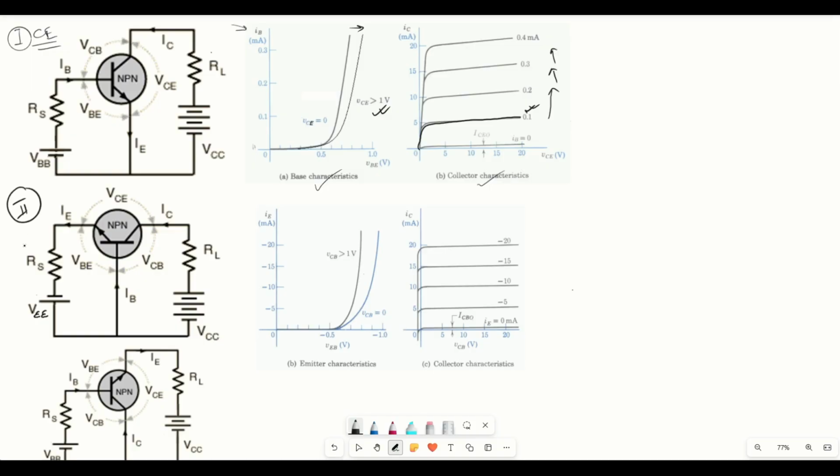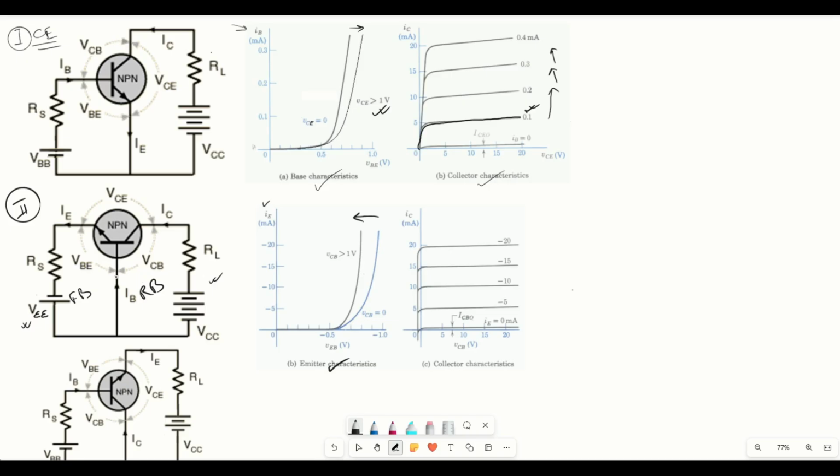Similarly, in case of common base, we have negative supply and positive supply. The input is connected to the negative supply and the output is connected to the positive supply, maintaining forward bias and reverse bias across the input and output terminals. And for the input characteristics, as we increase the output voltage, the IE current will increase, so the graph shifts towards the left.